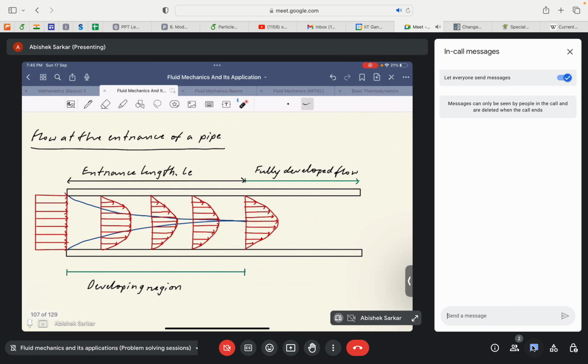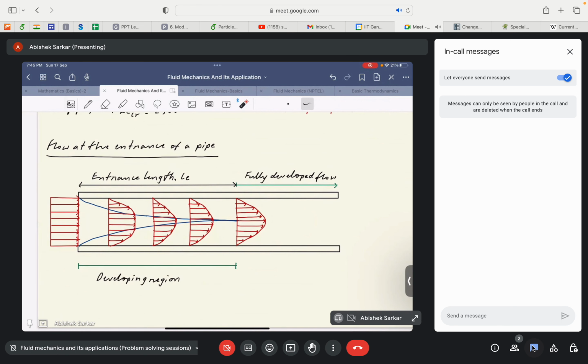You will see that the value of u at the center of the pipe, at least at this point, would actually be higher than the incoming flow. If the incoming flow had a value of u, the value of u max would be higher than the value of the incoming flow. So the flow would accelerate in the case of a pipe flow, obviously by virtue of mass conservation. So I guess that's all for the entrance region.